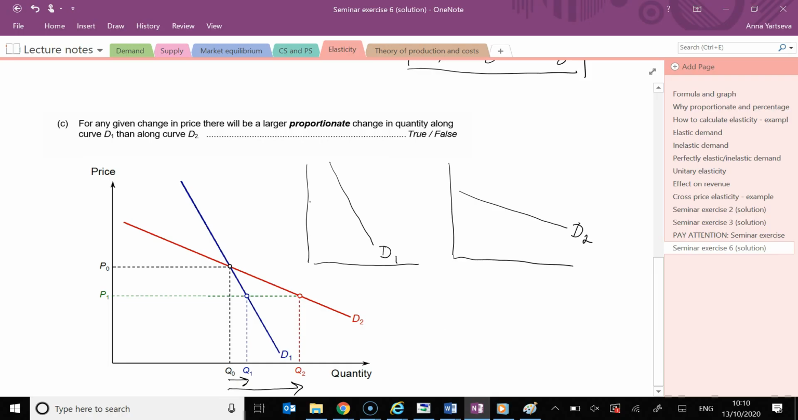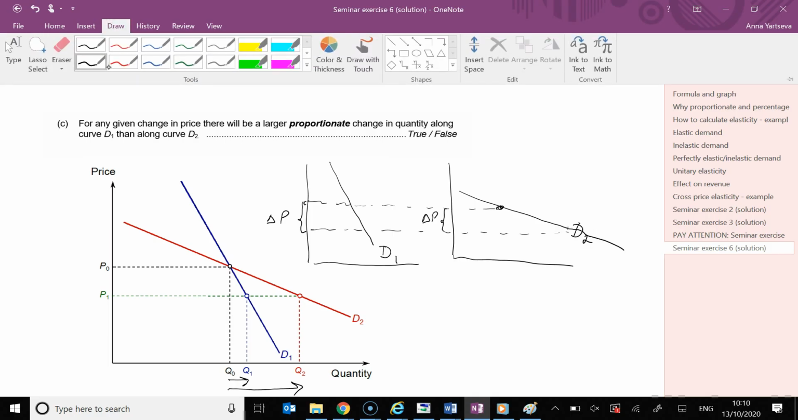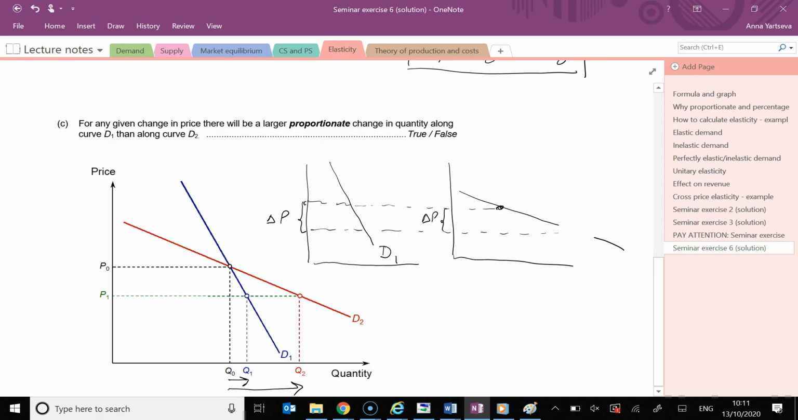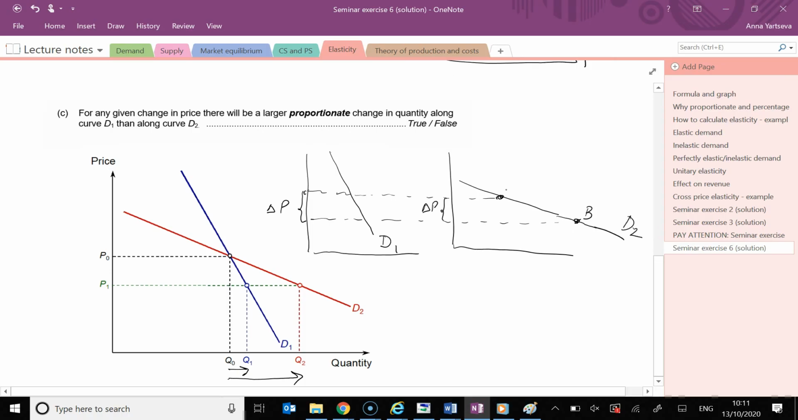We have the same given change in price. Let's vary price by the same amount. This is the change in price. It's the same in both graphs, in both types of market. The same change in price will take us from point A to point B in both graphs, in both markets. The thing is, they will be located at different places.